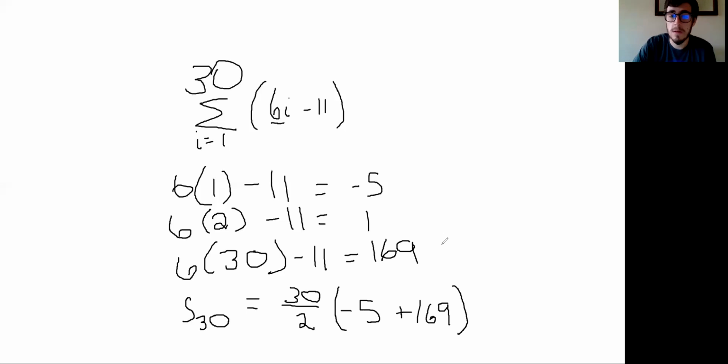The next one would be 1, and the 29th term would be 163. So 163 plus 1 would be 164. It's always going to come out that way. So we get 15 times 164. I will do that now on my calculator just to make sure I don't make any mistakes. 30 divided by 2 is 15. Negative 5 plus 169 is 164. So 15 times 164 is 2,460.